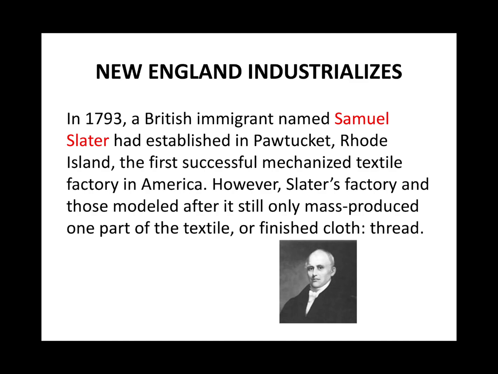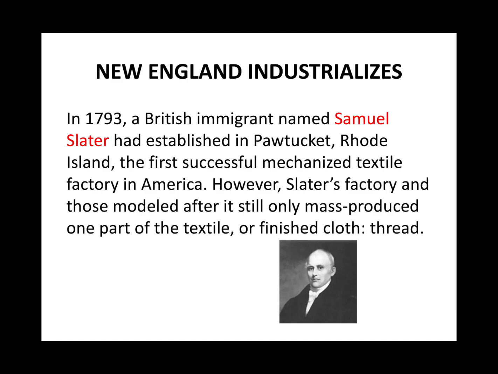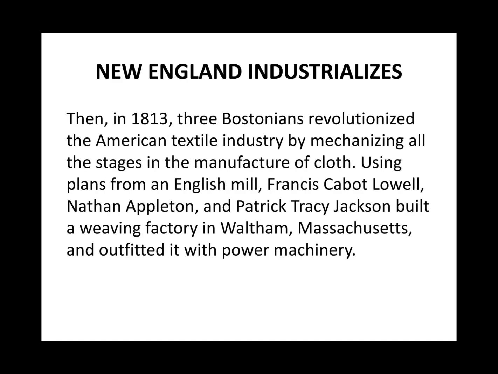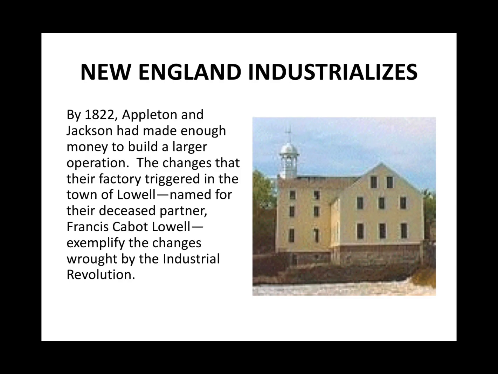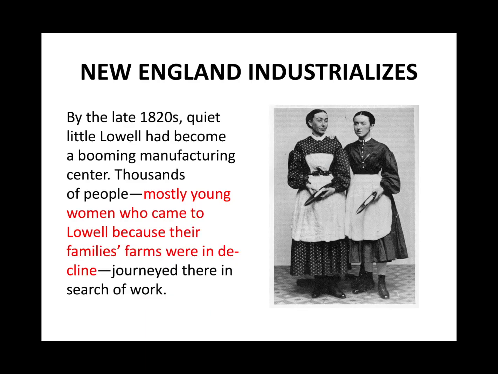All right, so in 1793, the textile factory was invented, but it only had one part that was run by machines. And textiles means finished cloth or thread. By 1813, you're going to have the whole factory being run by machines. And by 1822, you're going to have a bunch of people moving away from the farms to work in these factories, and these were going to be mostly young women.